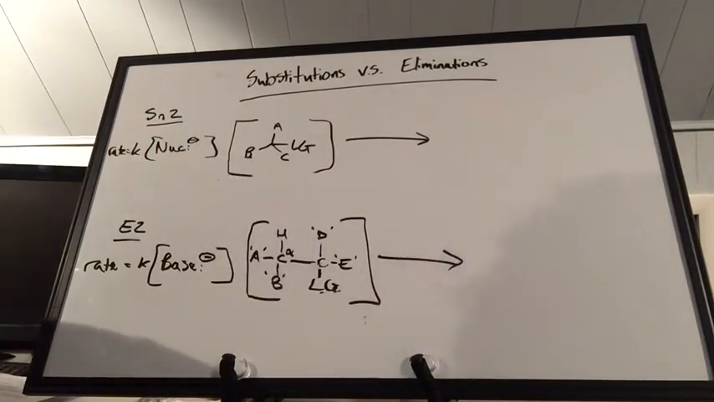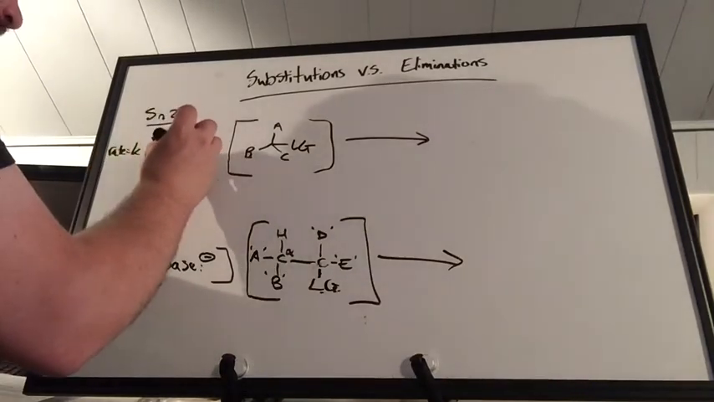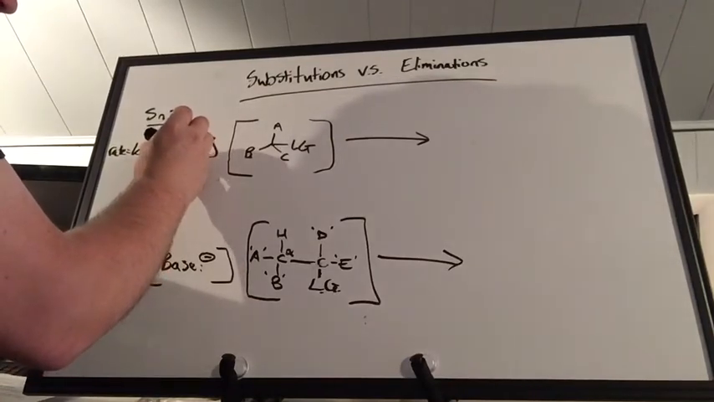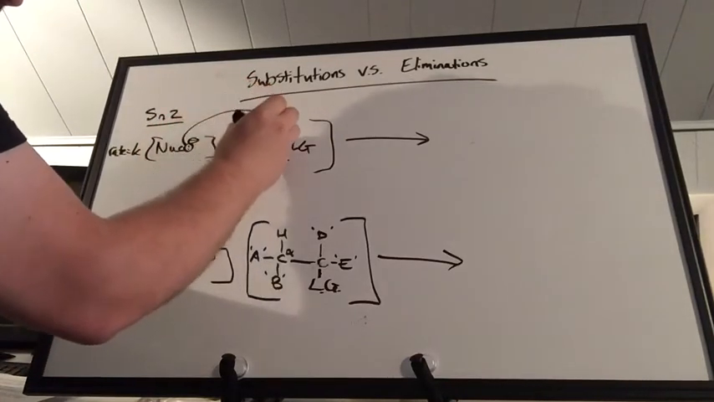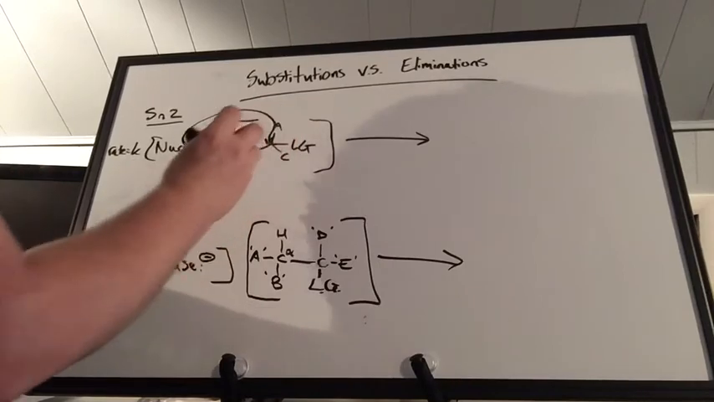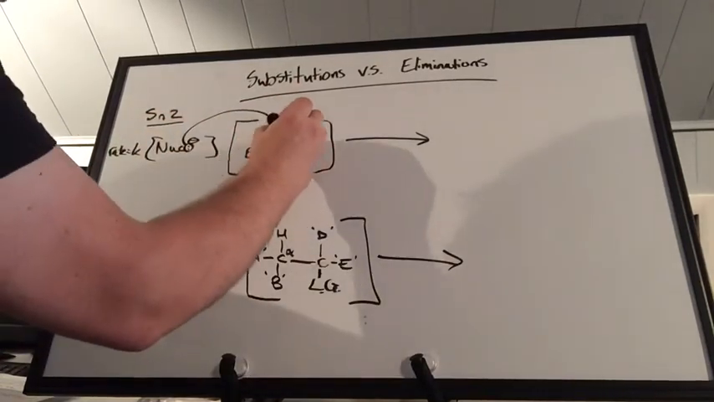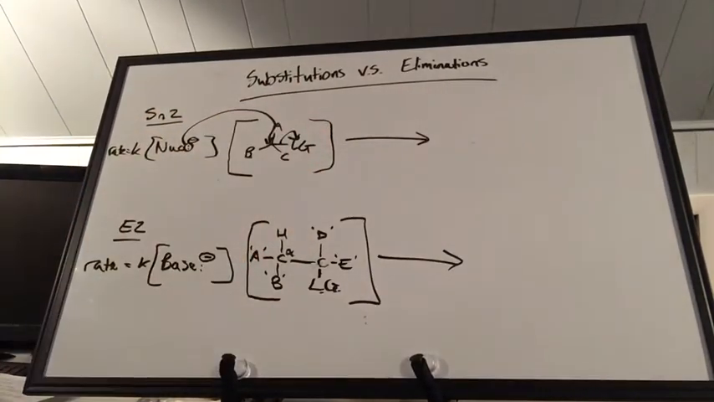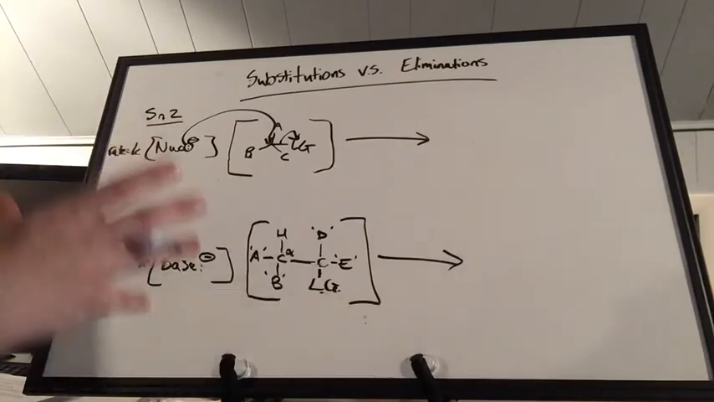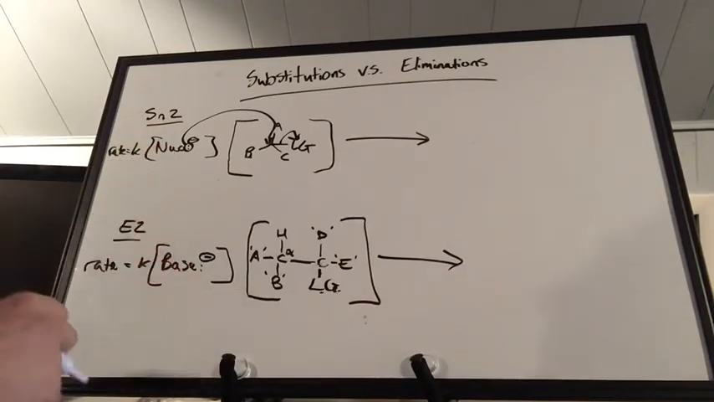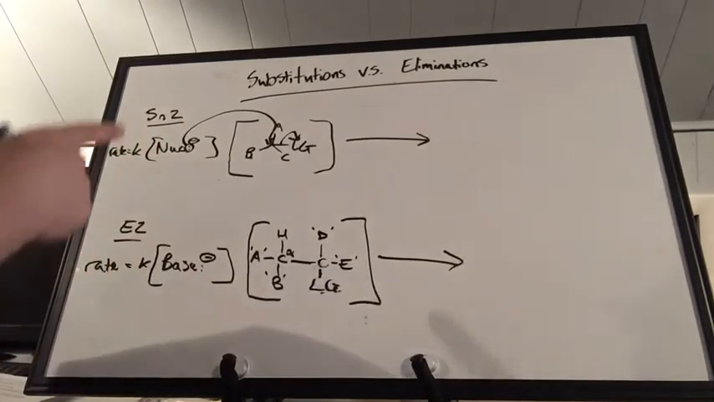So SN2, this 2 means that it's going to be bimolecular, but things are all going to be happening in one step. Okay, so that lone pair from the nuke is going to be coordinating and kicking off this leaving group all in one fell swoop. So that transition state that I showed you before is almost like a freeze frame, or a still capture of what's going on here.